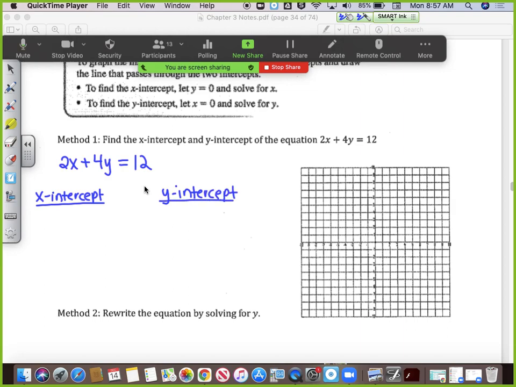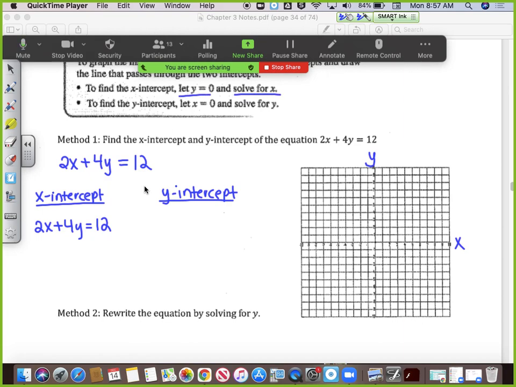Okay, looking at a graph, your x-axis is right here, your y-axis is up here. The x-intercept is going to tell us where this line crosses the x-axis. Wherever it crosses the x-axis, we would just make a point, and that's where it would cross. To find the x-intercept for 2x plus 4y equals 12, if you look up here at the notes, to find the x-intercept, let y equal 0 and solve for x.